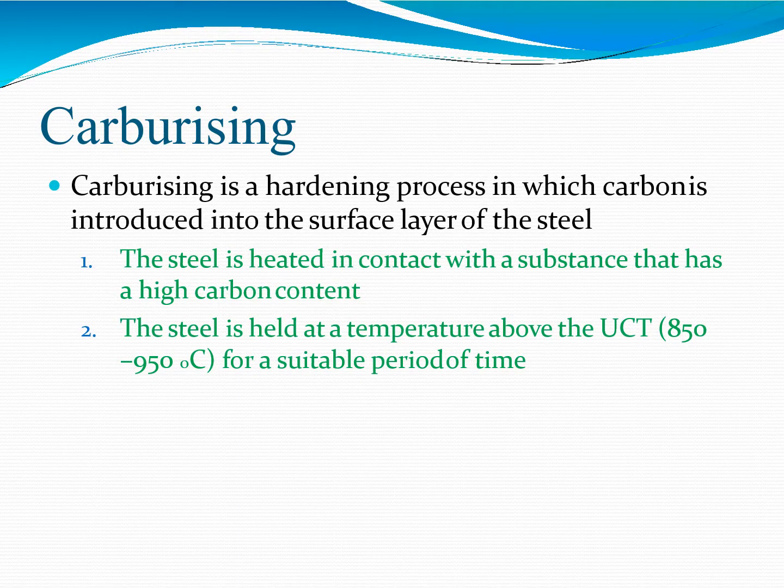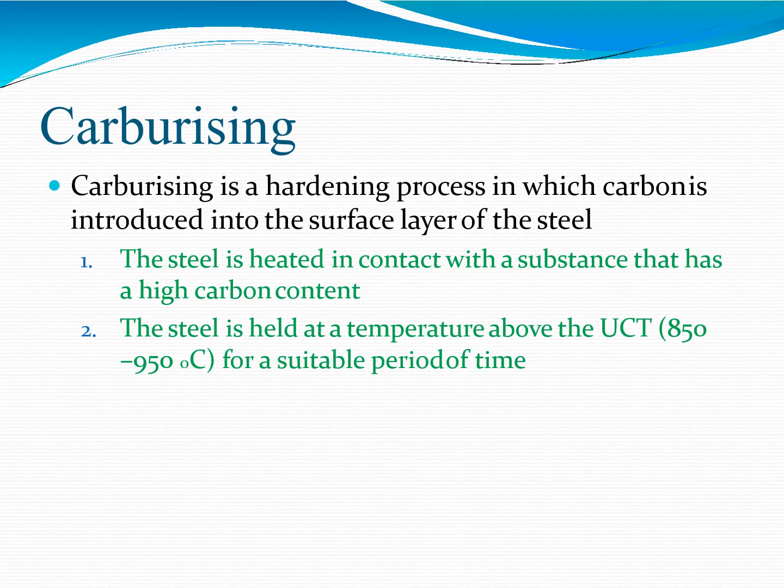Carburizing first. Carburizing is a hardening process in which carbon is introduced into the surface layer of the steel. The carbon introduced into the surface will make the surface of the steel harder.